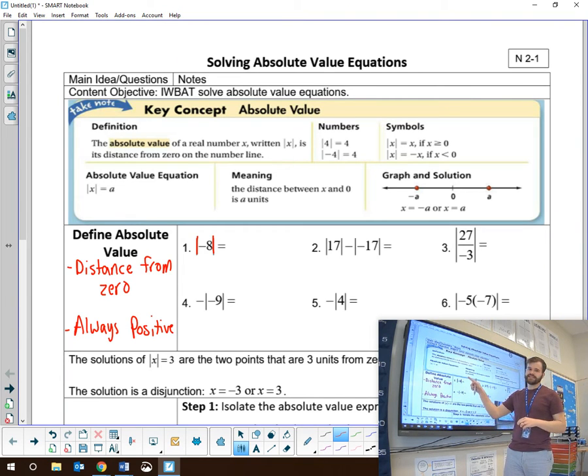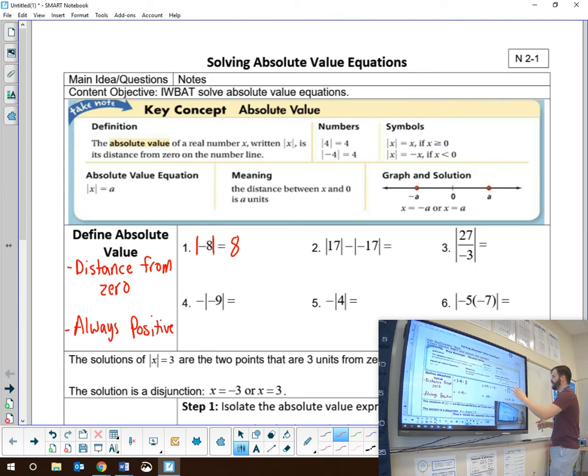And negative 8's distance from 0 is 8. It is 8 spaces away from 0. That's what makes it always positive, because a distance cannot be negative. So, in other words, anything inside those field goals, whatever is inside there, whenever you take it out, has to be positive.